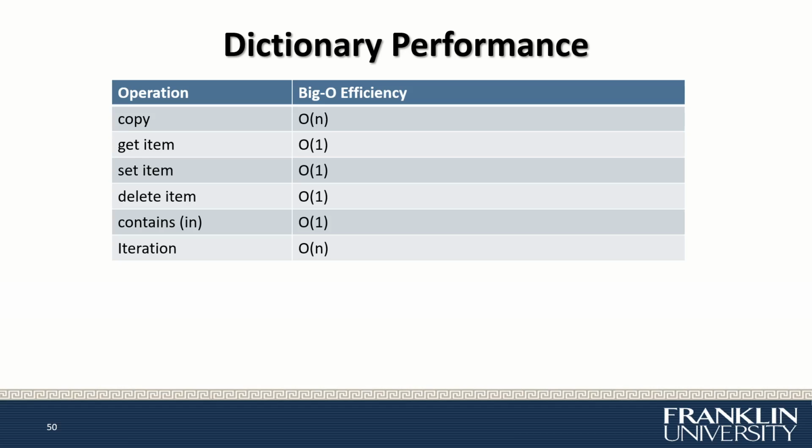And for dictionary performance, everything we need is constant time except for copy and iteration. And that's understandable, because for copying, you have to go through every single item in the dictionary. So that's O(n), linear. Iteration, same thing. I have to go through every single item in the dictionary. So it is O(n).